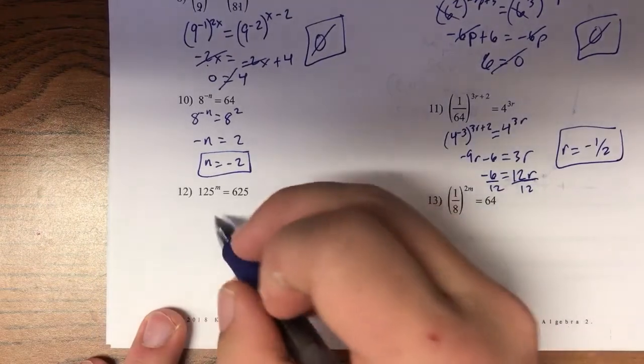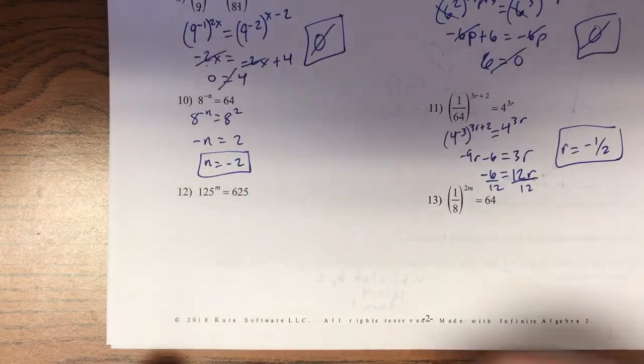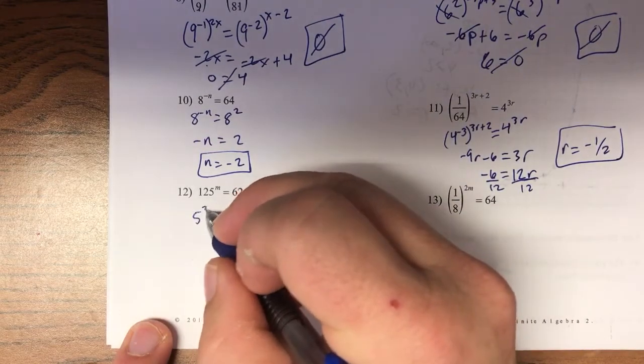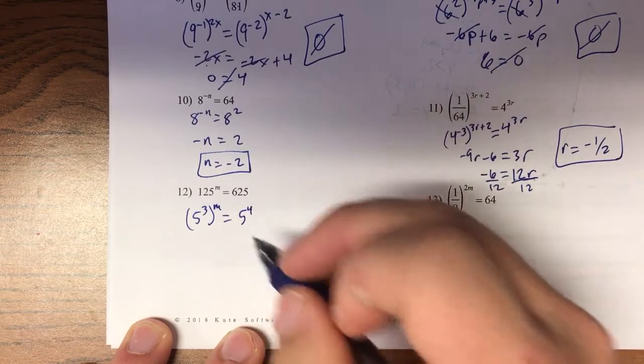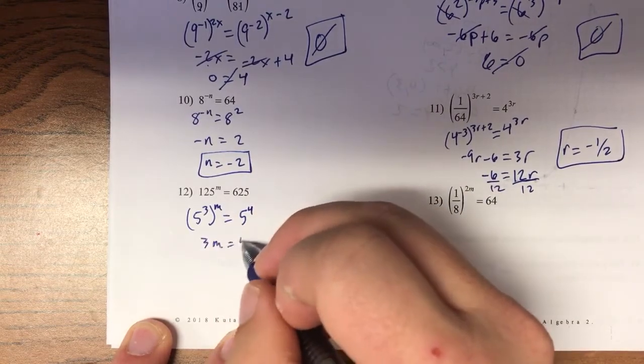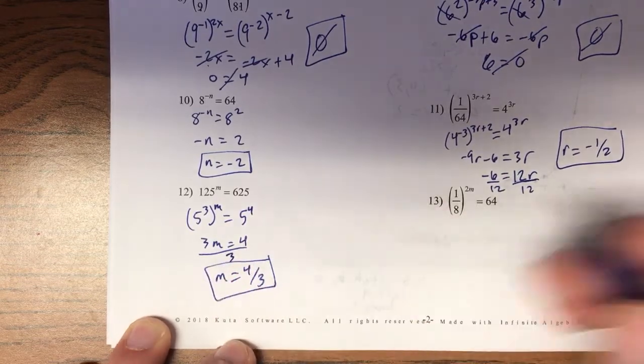On number 12, 5 is going to be our base, and so 5 cubed is 125, and 5 to the 4th is 625, and so 3m equals 4. We'll divide by 3, m equals 4/3.